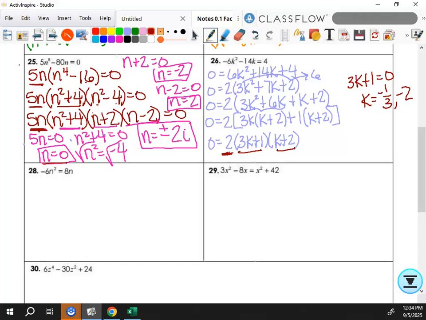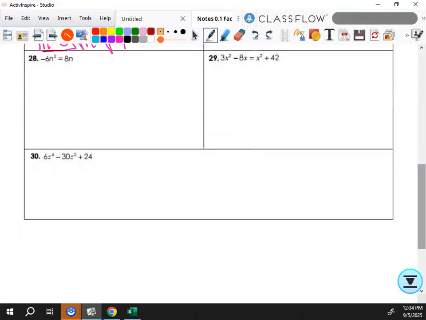What questions you got? All right. 28, what do you think we need to do first? Set it equal to 0. You want to move everything to the left or to the right? Yeah, I think I'd move it to the right because I want my n squared positive. But again, you can always factor out a -1. So it's going to give me 0 equals 6n squared plus 8n.